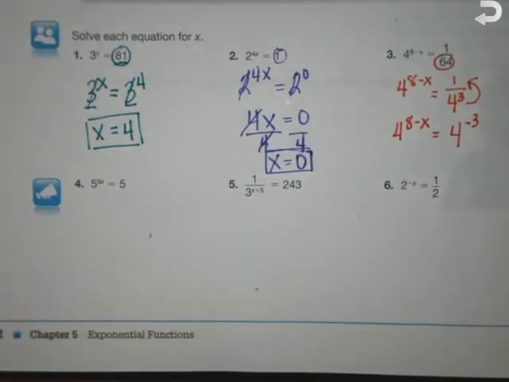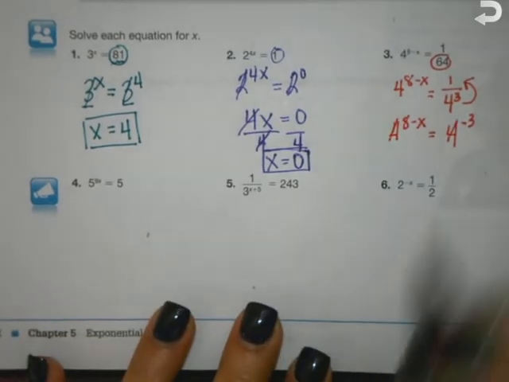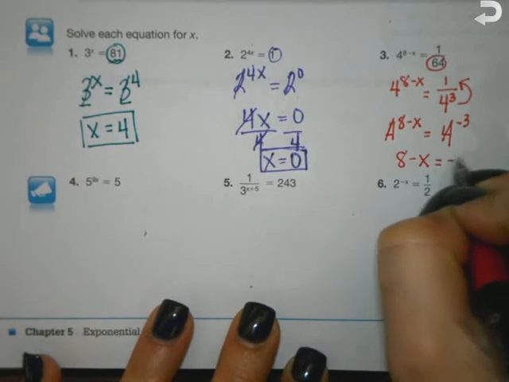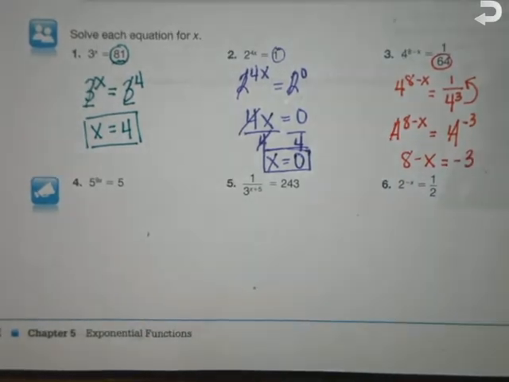Now can I drop the bases? Yes, so drop the bases, and that gives you 8 minus x equals negative 3. But I need to solve for x, so what would you guys do next?